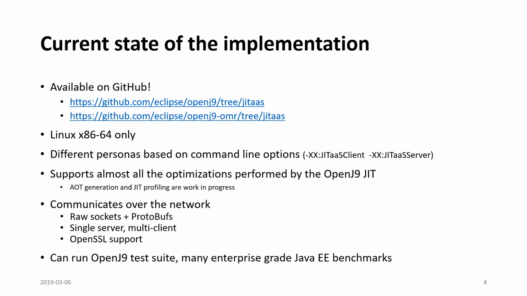The client and the server communicate over the network using raw sockets and protobufs for serialization, and multiple clients can connect to a single server in parallel. We have encryption support through OpenSSL, though I have to warn you here that enabling encryption will increase the CPU utilization of the client for compilation by 50%, and we are working towards reducing that number. The implementation is stable enough at this point to run the OpenJ9 test suite, and we can also run many enterprise-grade Java EE benchmarks, an example of which we'll see soon.